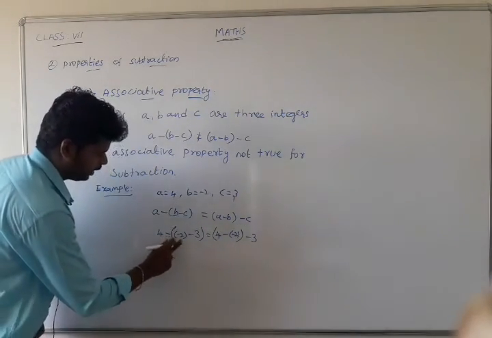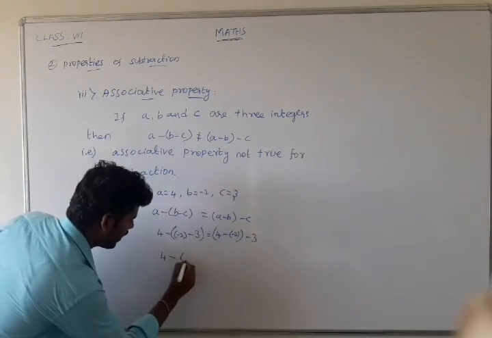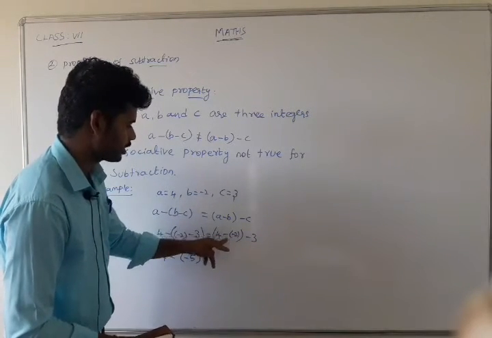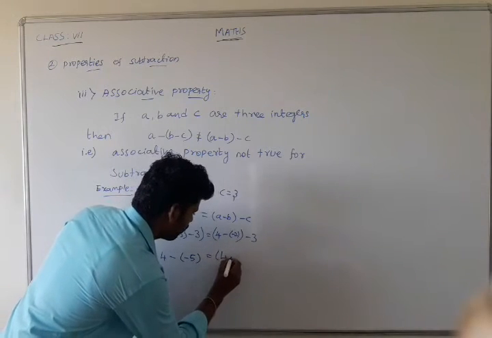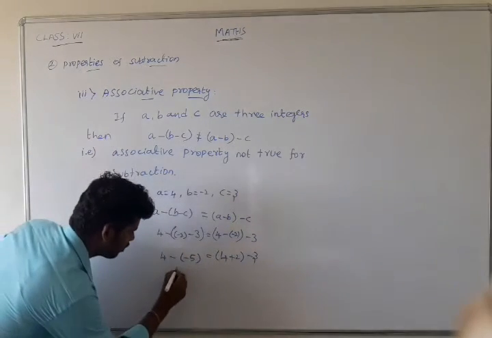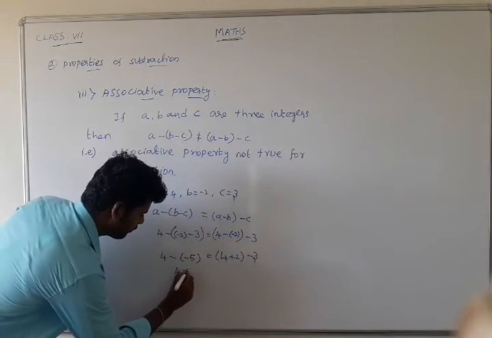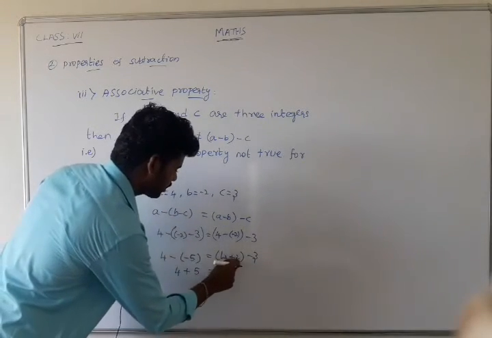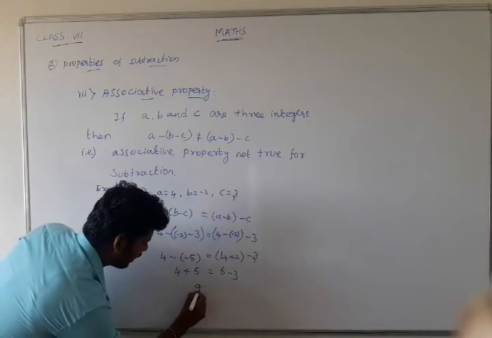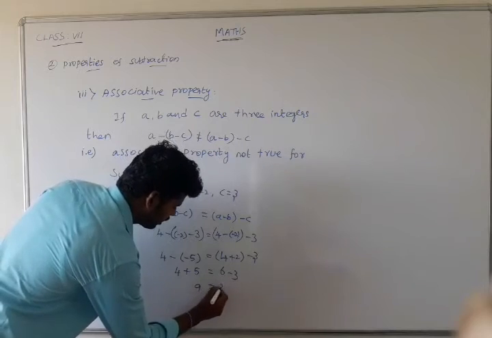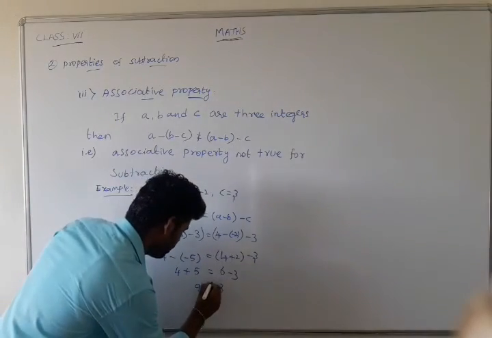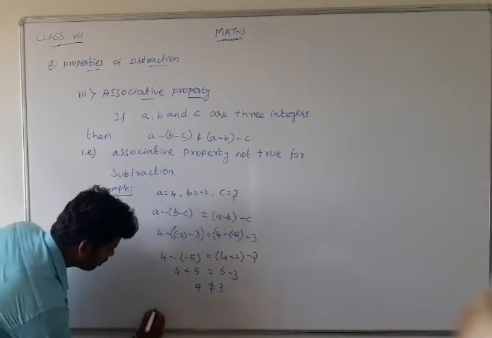4 minus, here minus 2, here minus 3, so minus 5, equal to 4, minus into minus is plus, so 4 plus 2 minus 3; minus into minus is plus, 4 plus 5. 4 plus 2 is 6, minus 3 is 3. 4 plus 5 is 9. 9 and 3: is this equal? No, not equal.